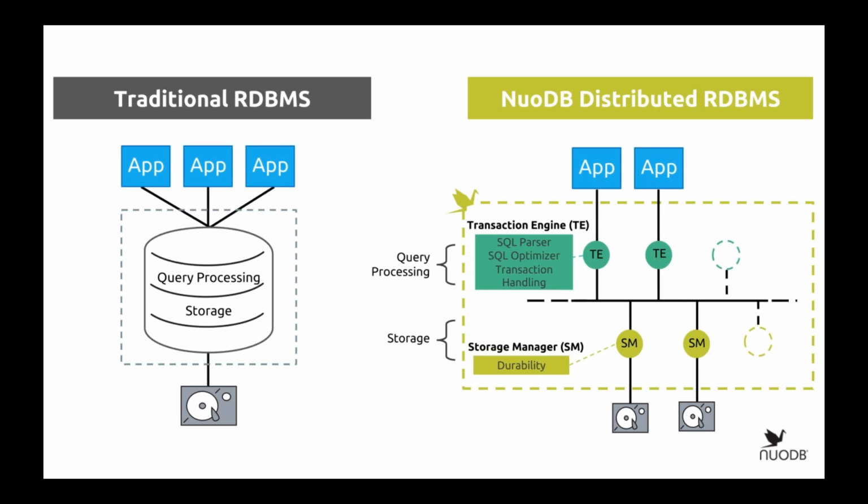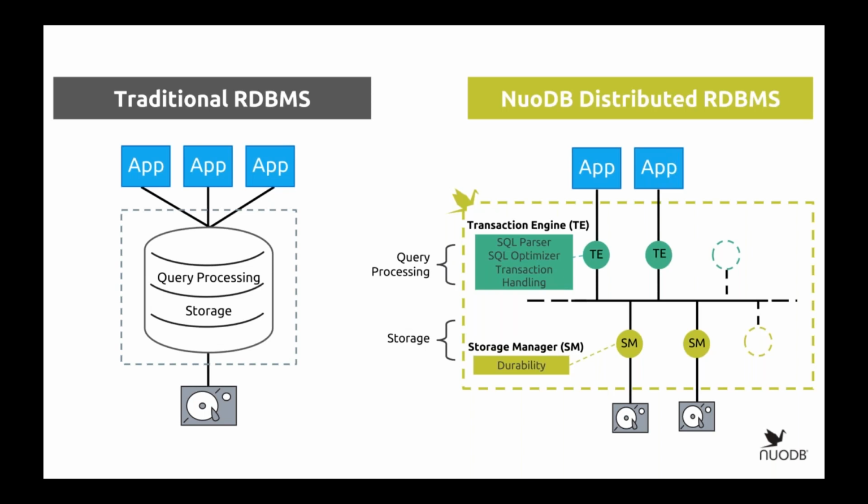In addition to that, NuoDB gives you high availability out of the box. As you pointed out, I have multiple copies of these TEs and multiple copies of these SMs. So if one or more of those TEs go away, so long as I still have sufficient, the database continues running with no loss of service at all. So this is RTO 0. And we will look at the benefits you get from that.